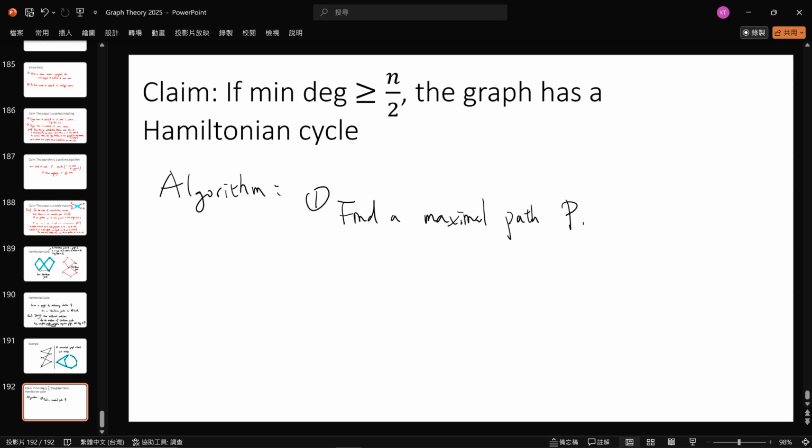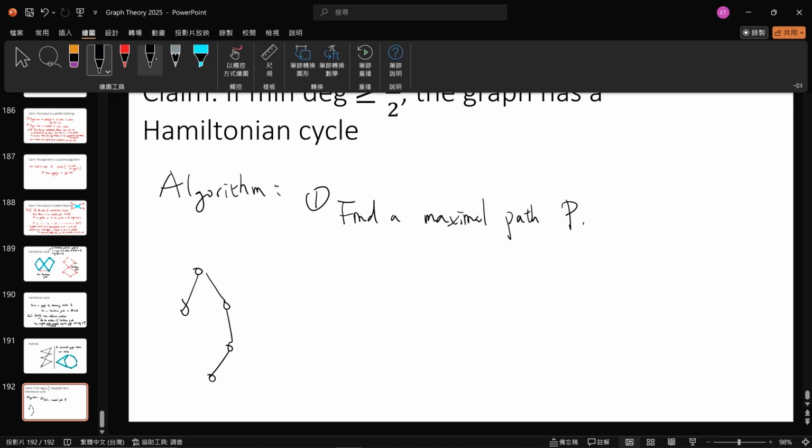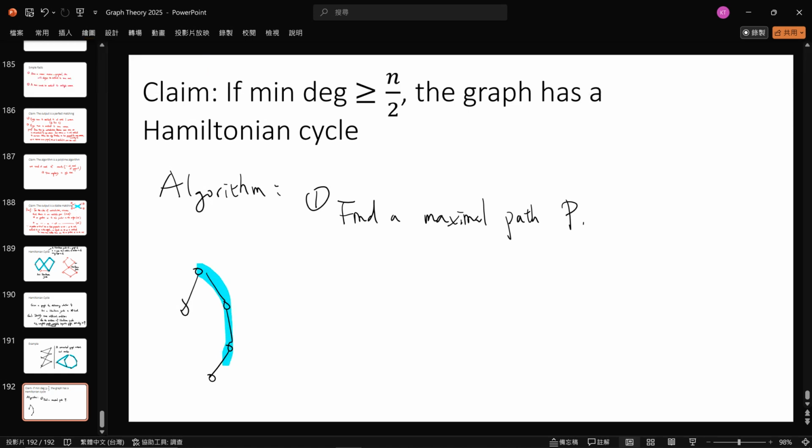So what is a maximal path? A maximal path is a path such that you cannot extend the path anymore. For example, this path is not a maximal path because you can actually add this edge to one of its endpoints.